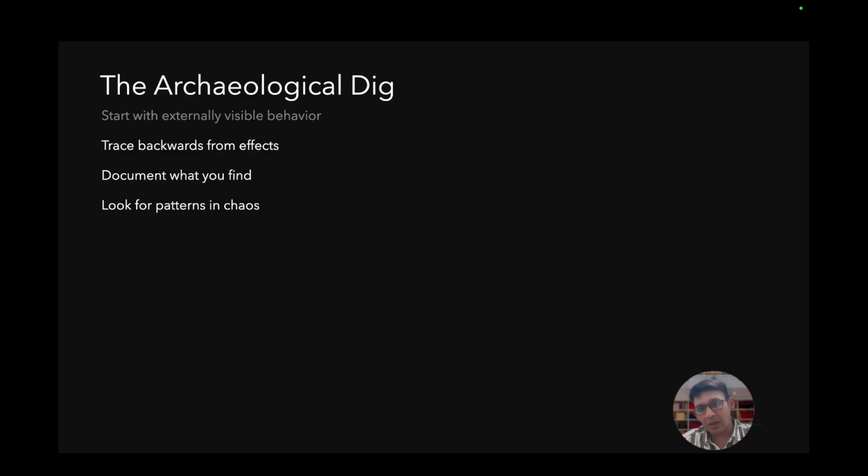Now, how do you start off with this? You start with the external visible behavior. What are the inputs? What are the outputs? What are the observable effects? This gives you the boundaries of the causal system.